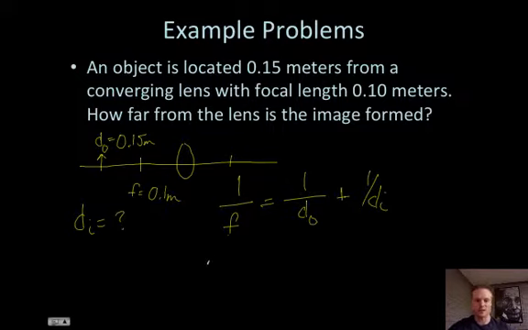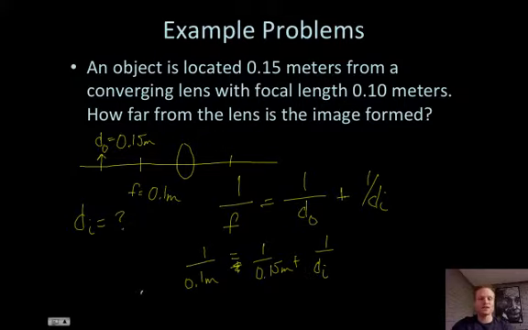Okay, so 1 over f, which is 1 over 0.1 meters, equals 1 over d sub O, which is 0.15 meters, plus 1 over d sub I. I'm sorry, I wrote that wrong earlier, this should be an equals. My fault.